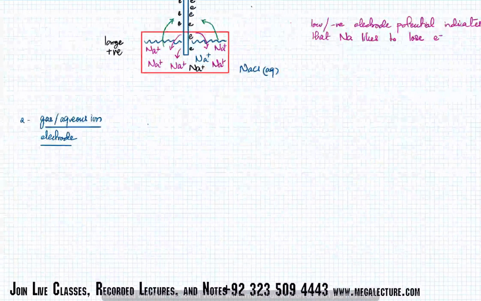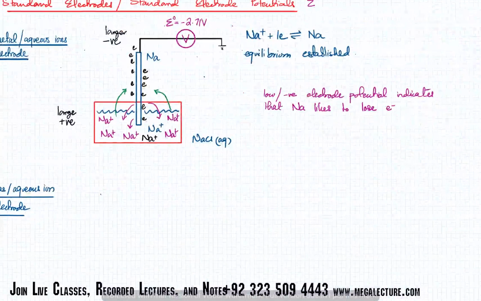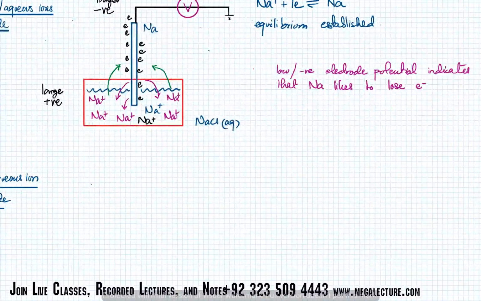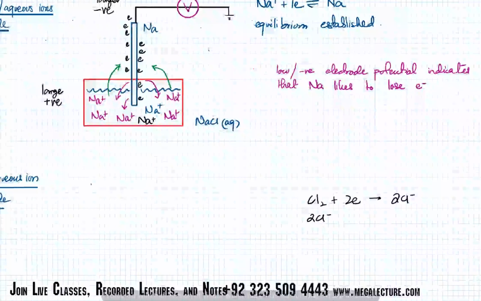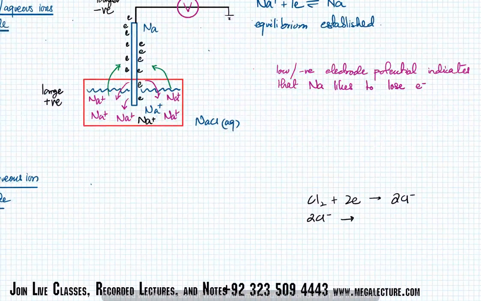So I'm going to construct an electrode again. I want to figure out whether chlorine likes to gain electrons and wants to form Cl- ions, or the reverse, whether Cl- ions like to lose electrons and want to turn into the greenish yellow gas back again.